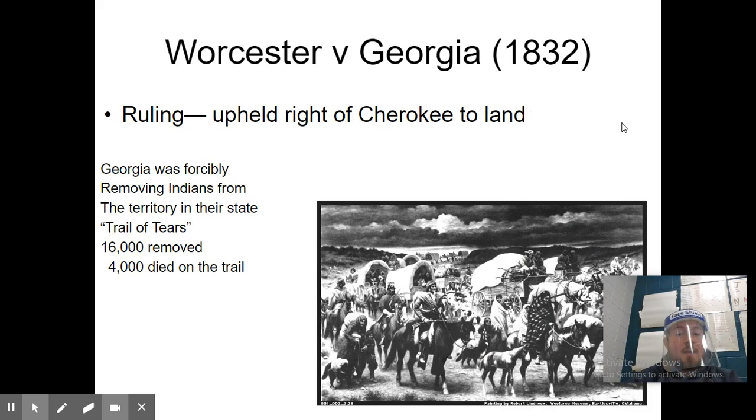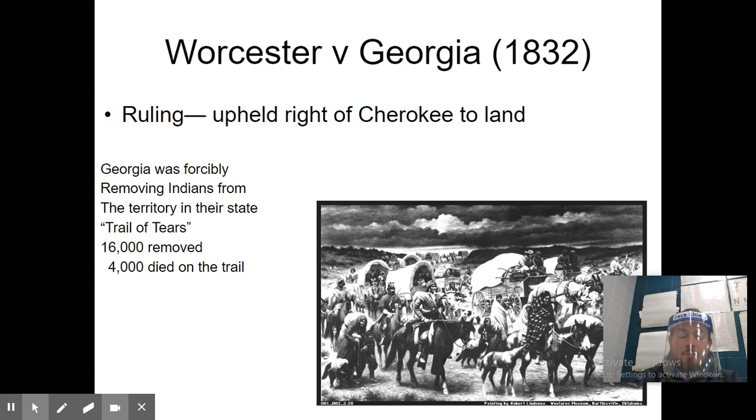Worcester v. Georgia. This happened in 1832, and this one is really interesting because it shows the relationship between how everything is supposed to work together between three branches. Okay, so in Georgia, this is around the time of the Trail of Tears. A lot of Cherokee Indians were being forced off their land and onto the Trail of Tears to move to reservations. And a group of Native Americans got together, put a lawsuit together, and took it through court. In Georgia, it was ruled that they had no right to keep their land, but when it went to the Supreme Court, it ruled that it was unlawful and unconstitutional for them to be kicked off their land or have their land taken from them.